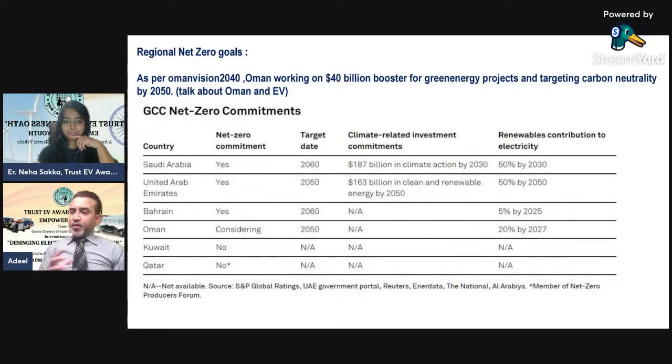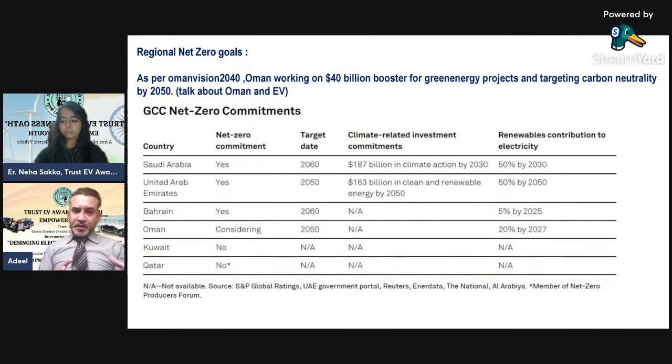Okay. Now, in my next slide, I will also discuss the regional net zero goals. What do I mean by regional net zero goals? I am living in Muscat, Oman, and we live in a region called the GCC, which is the Gulf countries. As per the regional net zero goals, we already have Oman Vision 2040 in place. Oman is working on a $40 billion booster for green energy projects, targeting carbon neutrality by 2050. Our carbon neutrality goal has already been designed, and we have to achieve it by 2050, as part of Oman Vision 2040, and it's a royal decree.